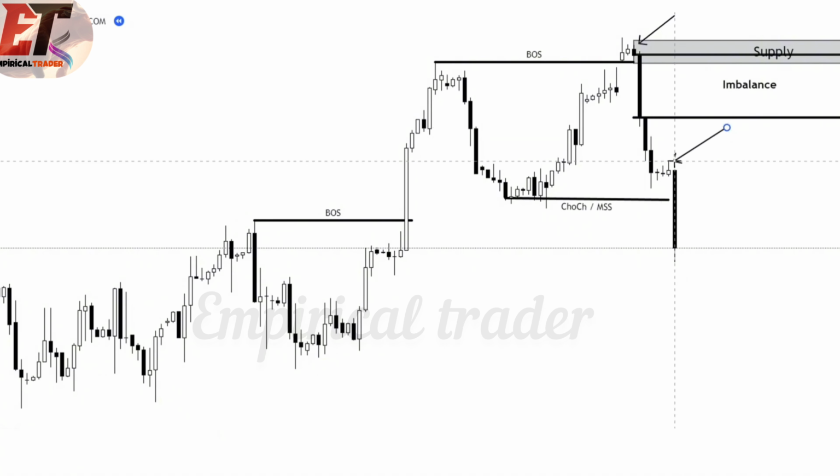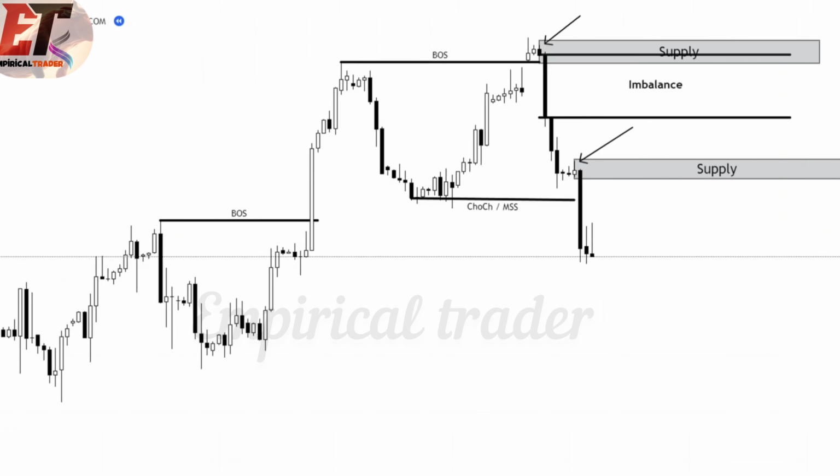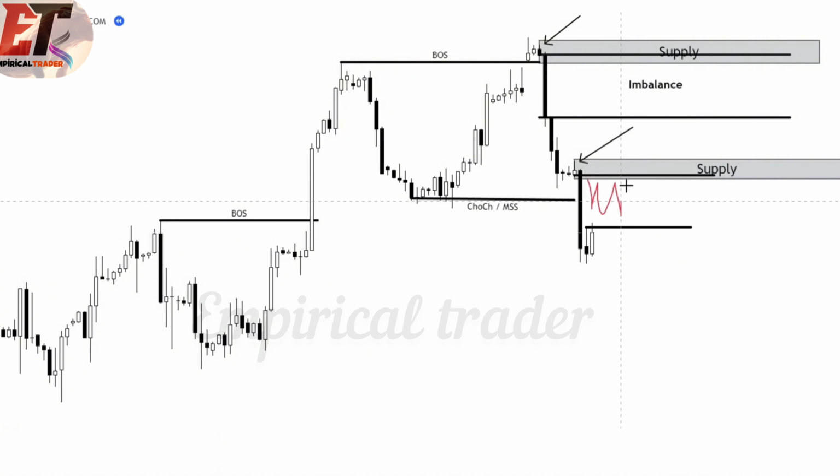And we also got a second supply right here. This is the candle before the impulse. So as we said, it's valid supply. We need a couple more candles to see the imbalance. There it is. Now we have two setups as opportunities.